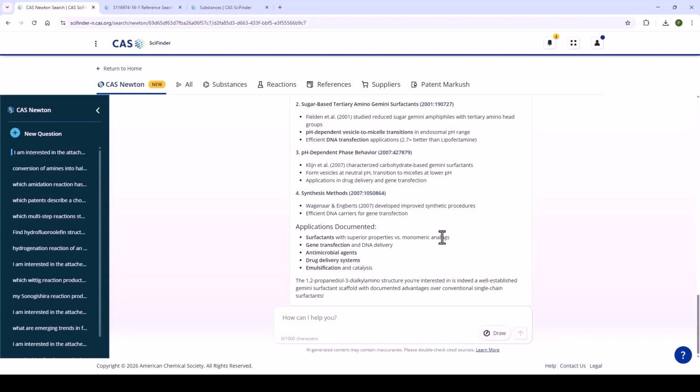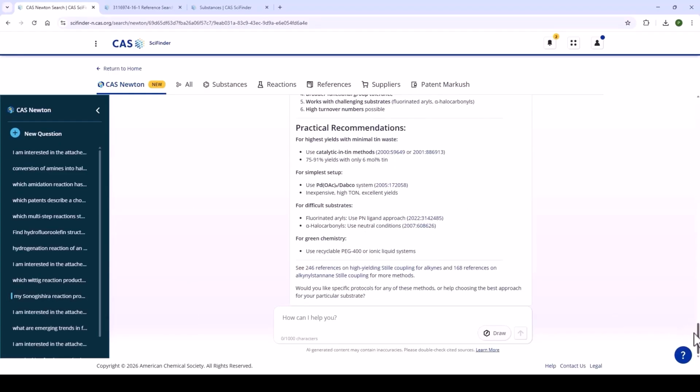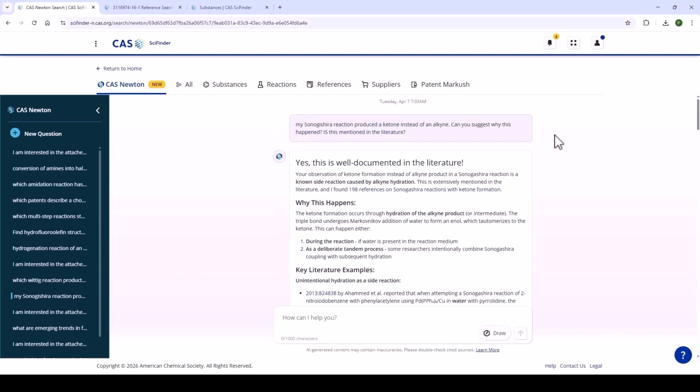Good. Time is going quickly, so let's move to our fourth example, which is based on a reaction search. Here we could imagine maybe an academic environment where a student has tried a particular reaction and found that something was not entirely going well with this particular experiment. So my question here is, my Sonogashira reaction produced a ketone instead of an alkyne. Can you suggest why this is happening? Is this mentioned in the literature?